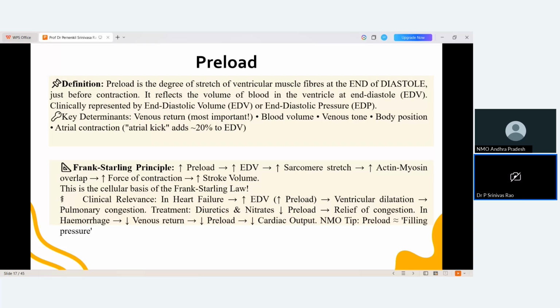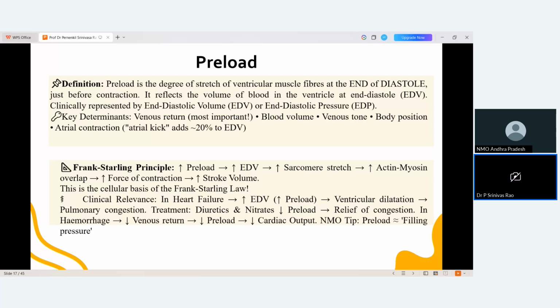But here, it is causing a ventricular dilatation. Whenever there is a ventricular dilatation, there is a back congestion, so there is a pulmonary congestion. This is a left heart failure. Whenever there is a pulmonary congestion, the person becomes breathless. Heart failure can be given as a clinical case for you. That's why I added this.